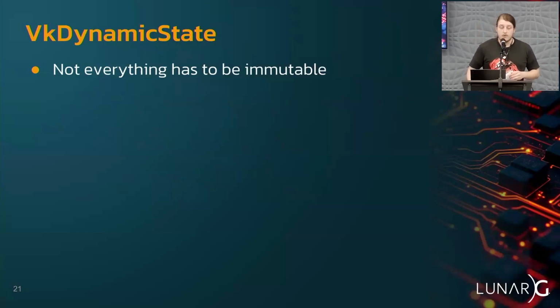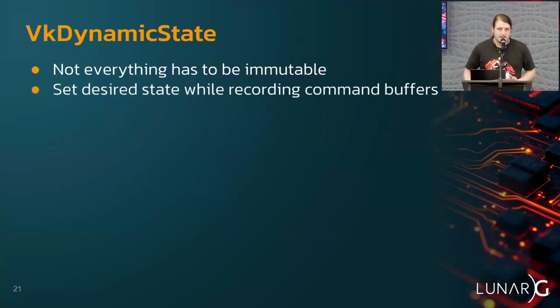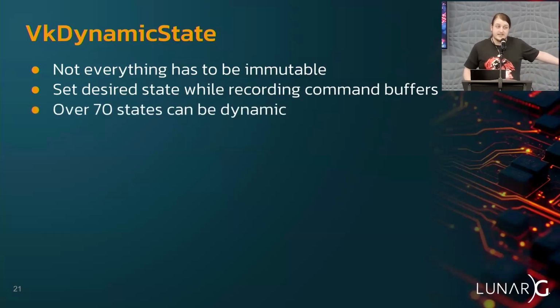Because even in Vulkan 1.0, the API designers realized that not everything had to be fixed. Lots of things were already dynamic in hardware and were exposed as that. Dynamic viewport and dynamic scissor are my two favorite dynamic states, just because they've always been there and they make everything nicer. When you're using dynamic state, you set the dynamic state during command buffer recording time. There's 70 different states now that can be dynamic.